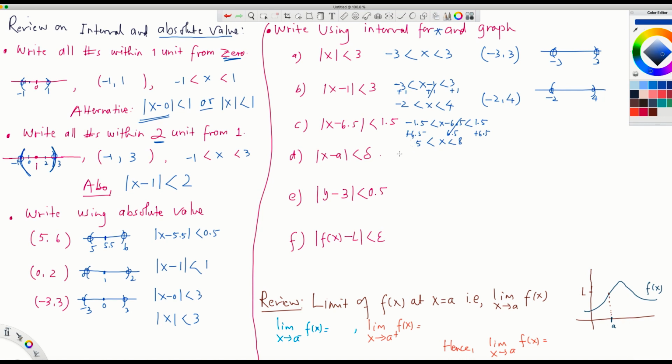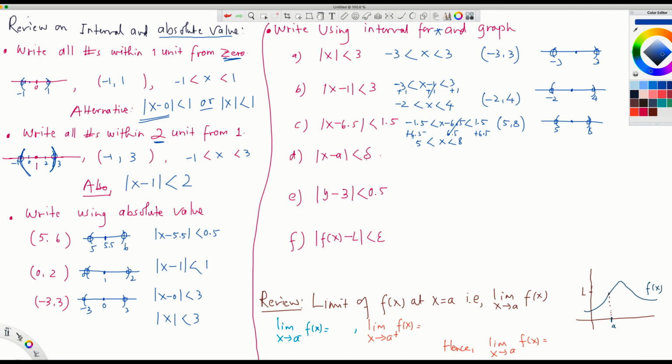Now, how do I write this using the interval? It is 5 through 8. You see? In the interval notation, there is an open interval from 5 to 8. You can write the open circle there. And then this is how it looks like. All the x between 5 and 8. You see that? What is the midpoint? The midpoint is 6.5, right? All the numbers here are the numbers within 1.5 distance from 6.5. Here, all the numbers are within 3 units from 1, the numbers within 3 units from 0, and so on, right?